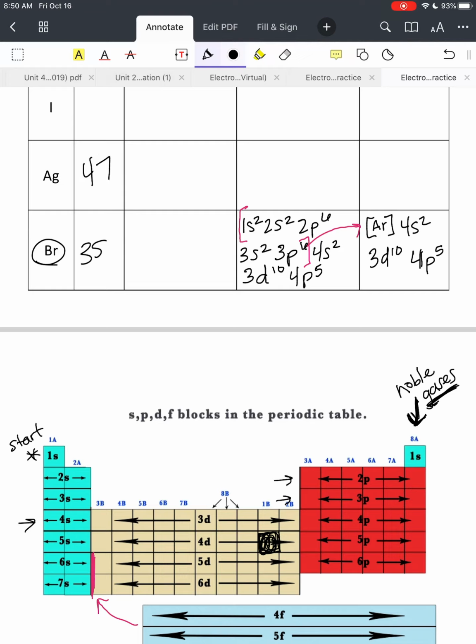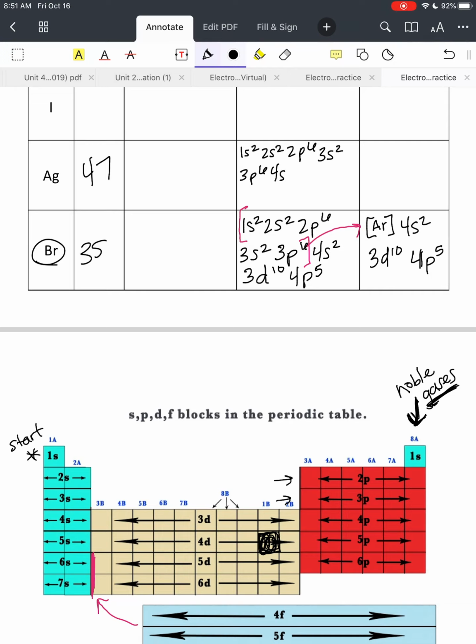Whew, this is going to be a lot of writing. So I'm going to start at the top. Let me erase this arrow so you're not confused. I'm going to start at the top. 1s2, go down. 2s2, keep going across. 2p6, because there's 6 boxes. Go down to the next row. 3s2, 2 boxes. 3p6, 6 boxes.